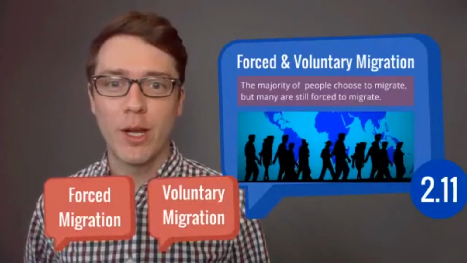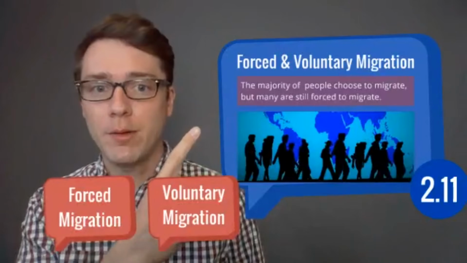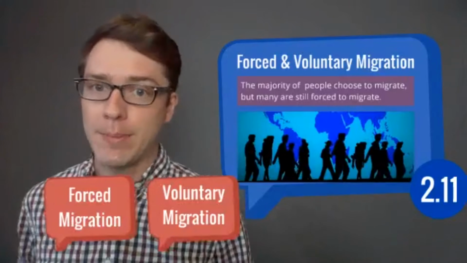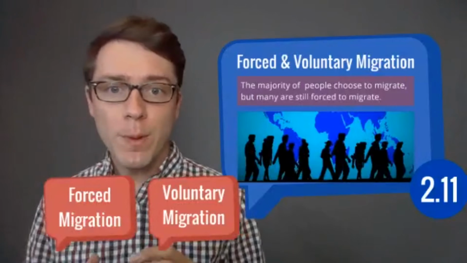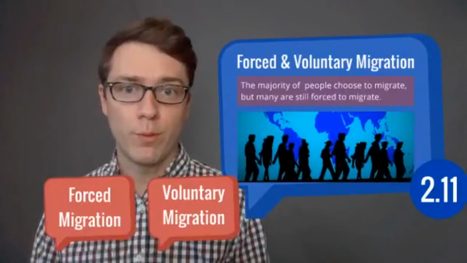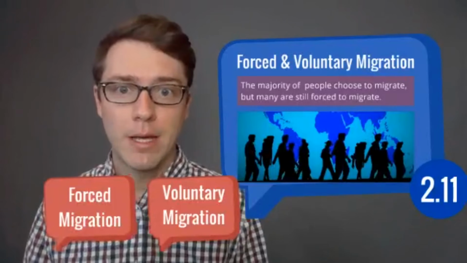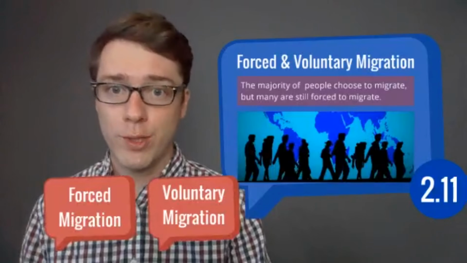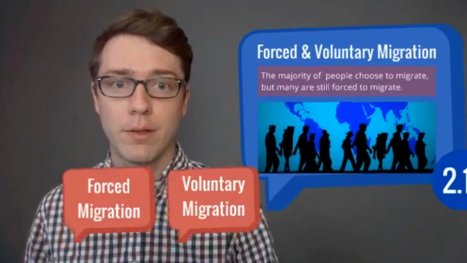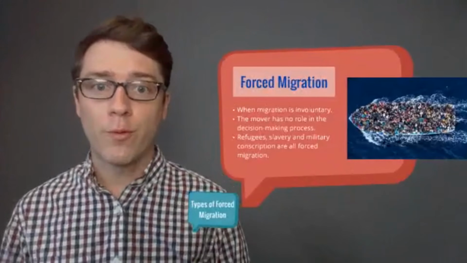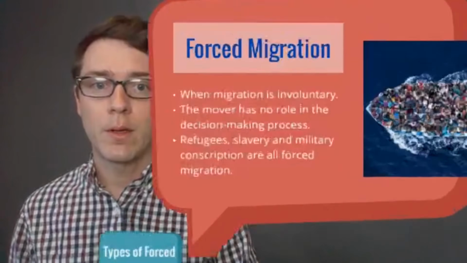Today we're going to focus on forced involuntary migration, which is topic 211 in AP Human Geography. So most people in the world choose to move. They choose to migrate to a new place. But sadly, many are still forced to migrate to new locations. So we'll start with forced migration.